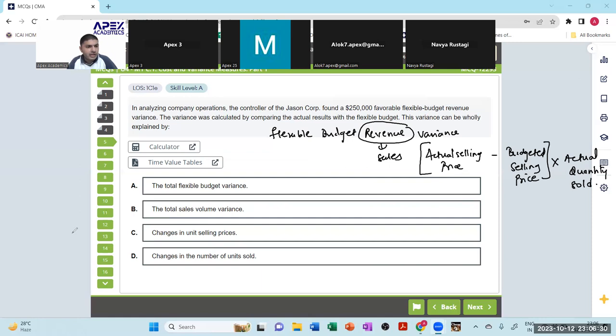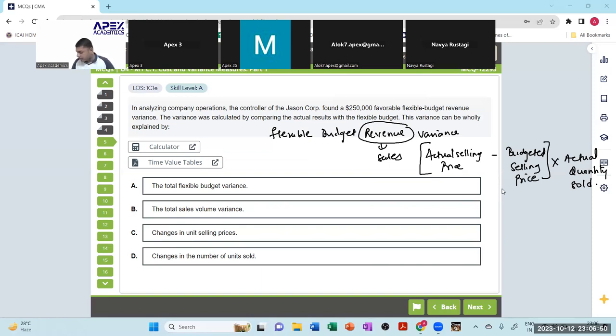The variance can be wholly explained by total flexible budget variance. The variance can be totally told by sales volume, changes in unit selling price, and changes in the number of units sold. Based on my clue, how can you tell what this variance is? Tell me. Now let us discuss.